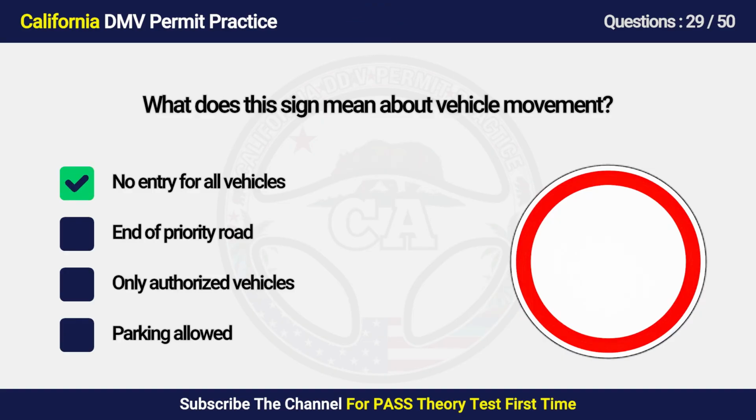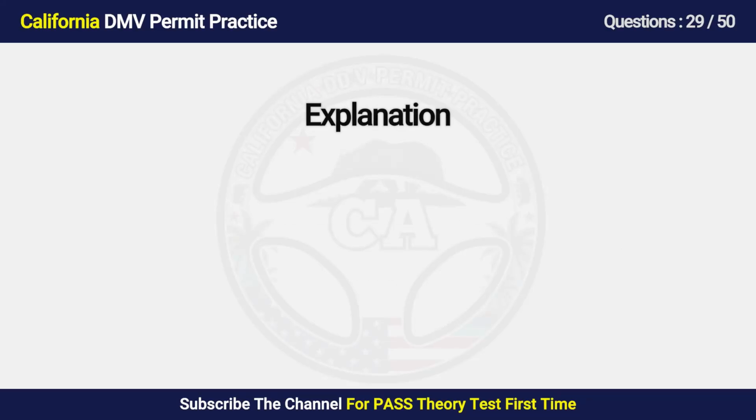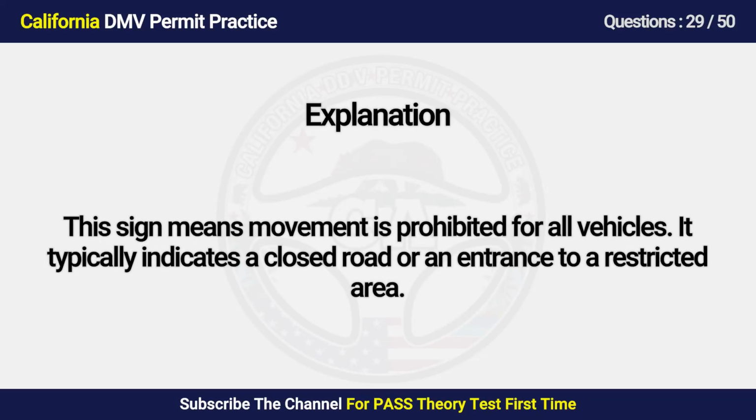Answer is A. No entry for all vehicles. This sign means movement is prohibited for all vehicles. It typically indicates a closed road or an entrance to a restricted area.